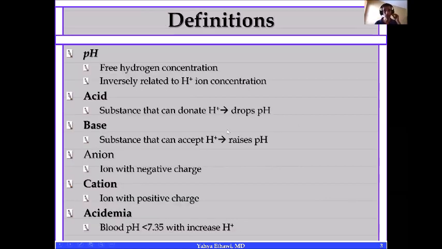So what is pH? It is the free hydrogen ion concentration, and the number of the pH is inversely related to hydrogen ion concentration. What is an acid? It is a substance that can donate hydrogen. And when you donate hydrogen to the body, you drop the pH.